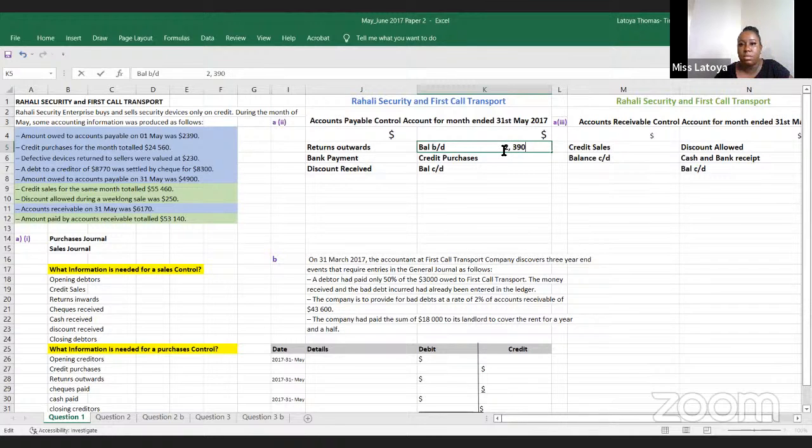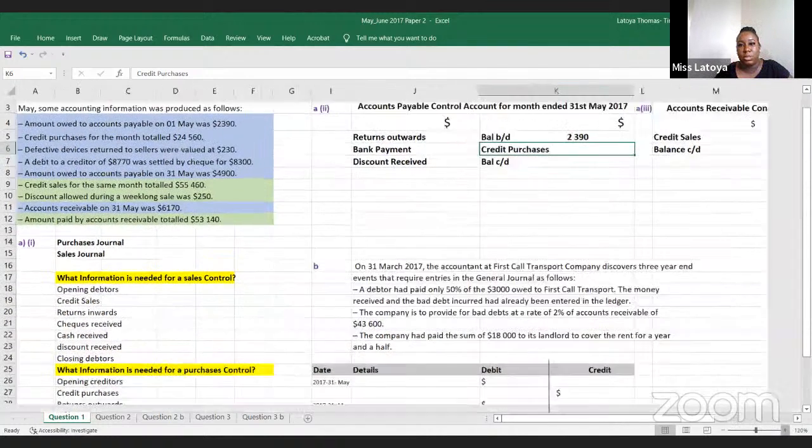2,390. That's where I'm getting my figures from. Question is here, the credit purchases figure. Notice I highlighted the information I needed for my purchases control in blue. So you can look at the information I have in blue. That is the information I need to put into my purchases control account. If you're not seeing it clearly, I would zoom up this part of the question that I'm doing.